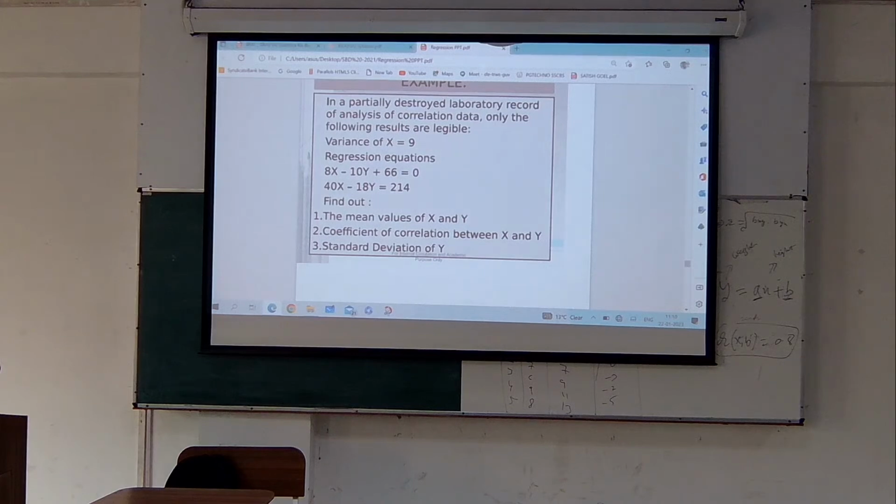How would you find the correlation coefficient between x and y? You have to find r. So how would you find r if you have been given this information? Now r is equal to, as I already told you, the geometric mean of bxy and byx. Okay. How would you find bxy and byx? Anyone? Can you find the bxy and byx?